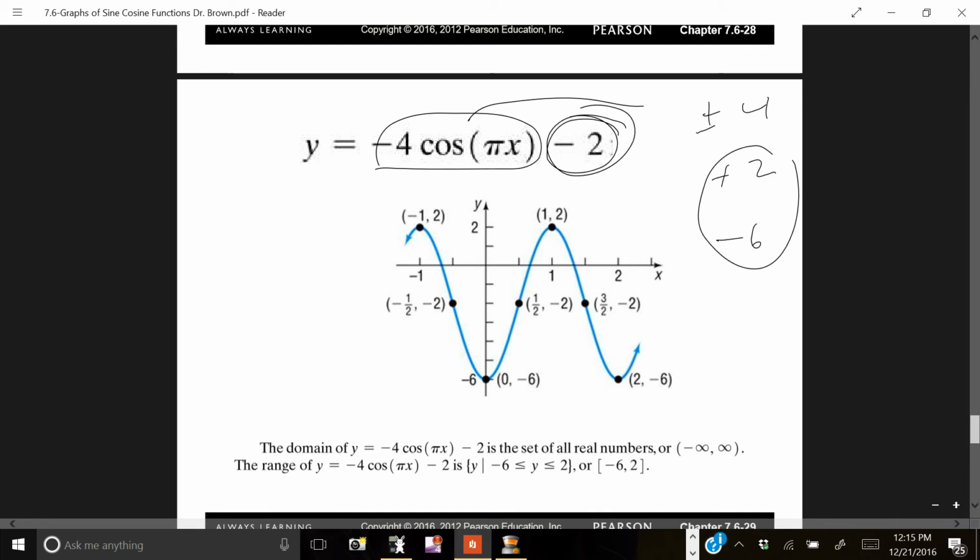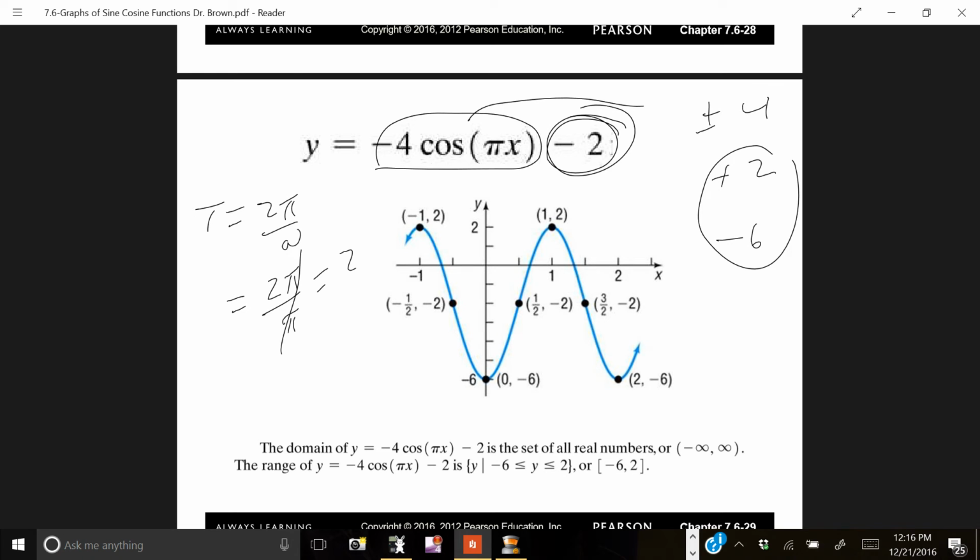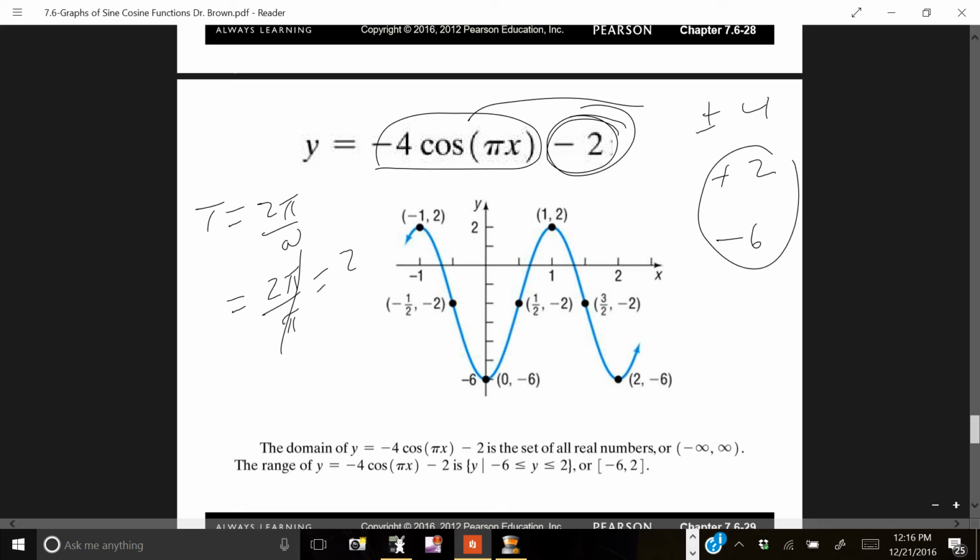Let's look at the period. The period is 2 pi over omega, with omega equal pi. So it's 2 pi divided by pi equal 2. So the period is going to be 2. Let's go ahead and I will put this in the calculator.